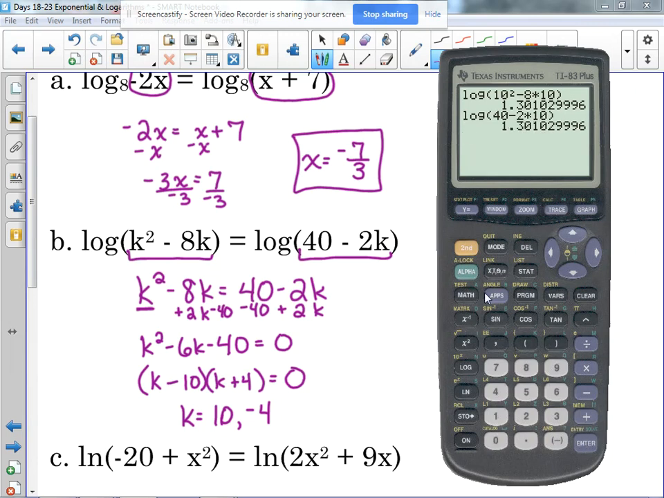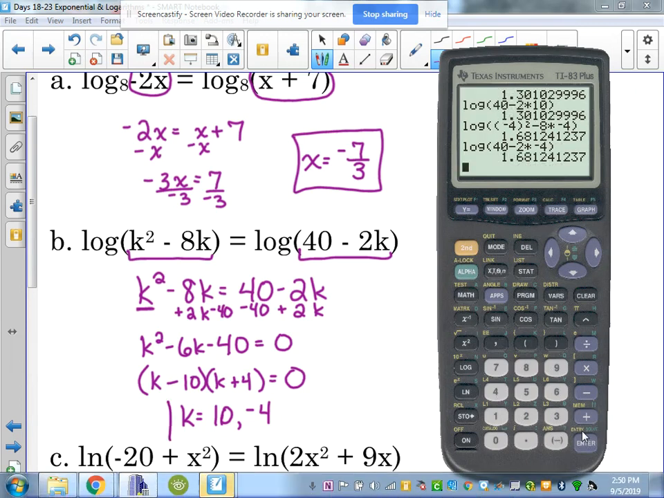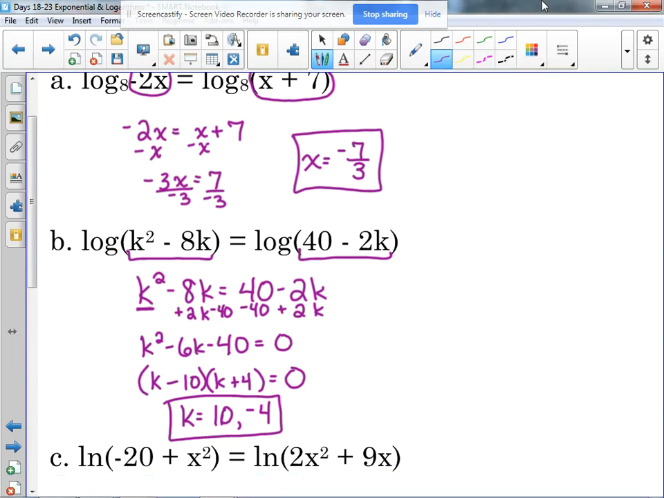10 checks out, so we're good there. Let's check negative 4. Be careful with that negative 4. You're having to raise it to the second power, so you want to make sure that you put that in parentheses anytime you're raising a negative number to a power. And negative 4 checks out as well. So both of those are solutions.